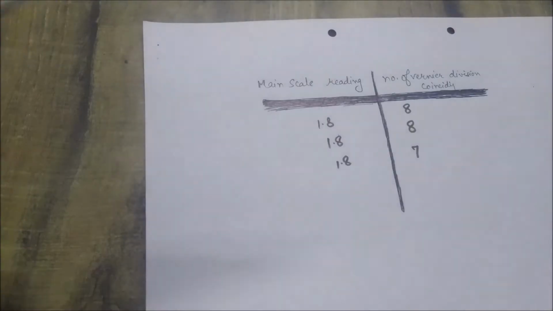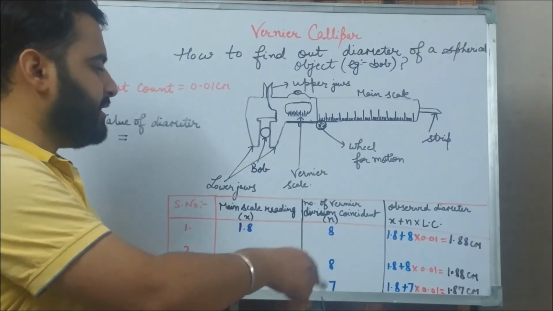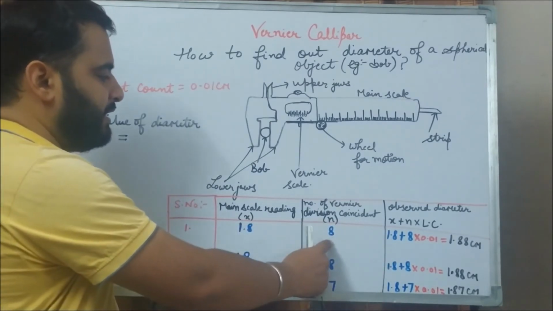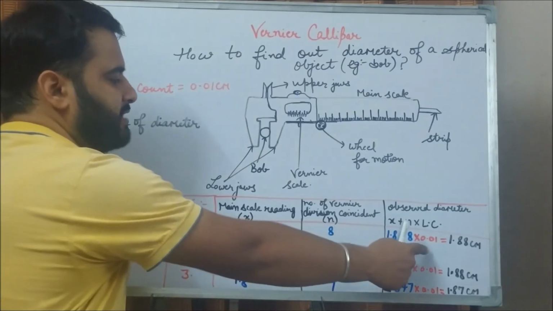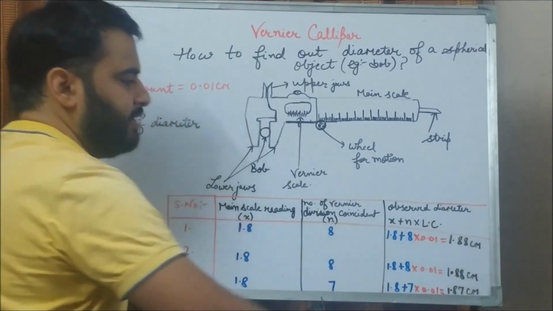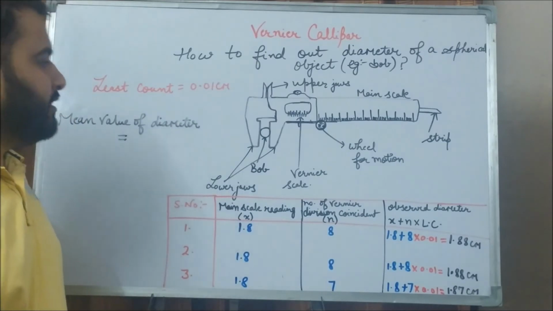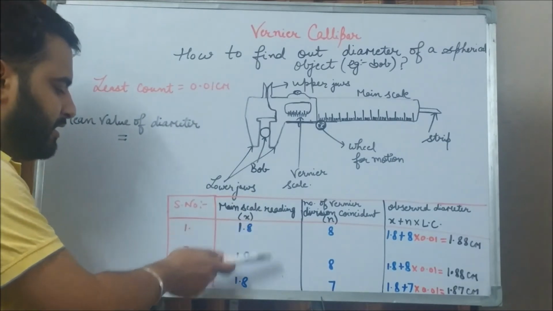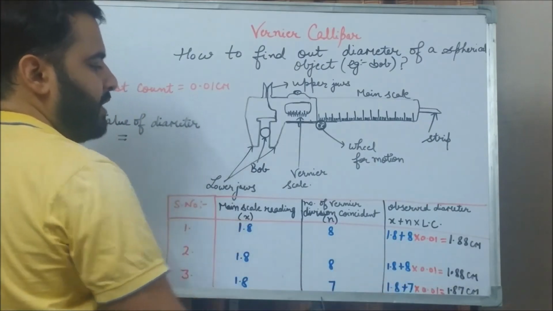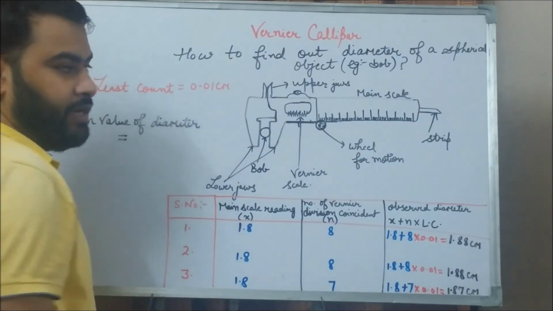So now let's proceed to the board for further calculations. With these observed values in the experiment, I have completed my table. I have multiplied the number of vernier divisions with the least count and added that to the main scale reading, and I have obtained my final readings of diameter. So now we have observed 3 different readings of diameter. One is 1.88, the second one is 1.88 and the third is 1.87.